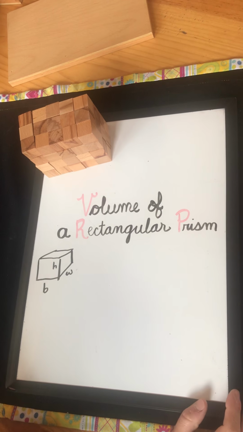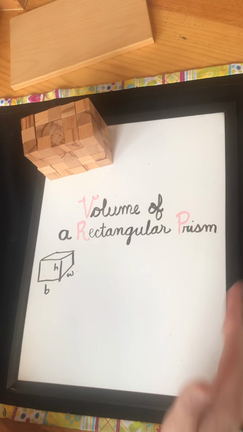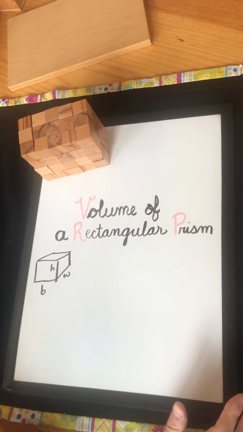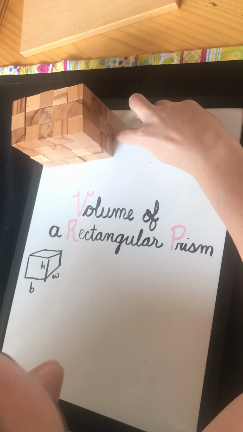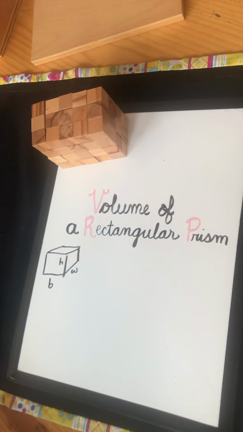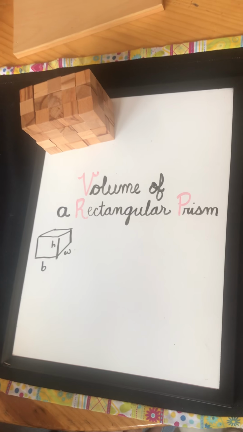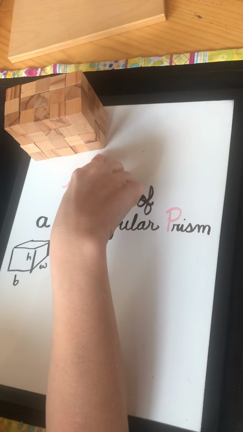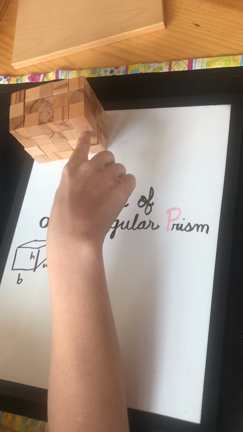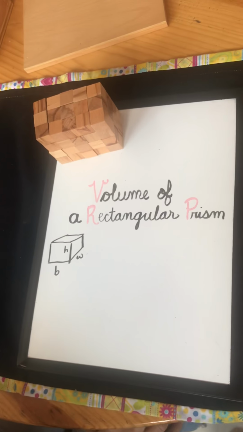The next thing we have to look at is the width. The width is how profound or how deep the prism is. So here we have 1, 2, 3 units as the width. And then we have to measure the height. The height is altura. And here we have 1, 2, 3, 4 units as our height.